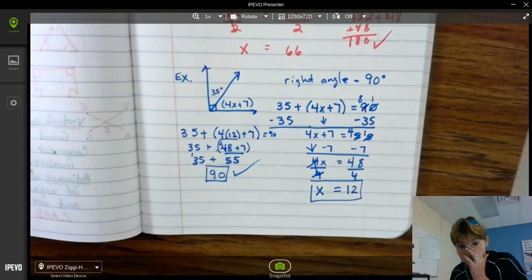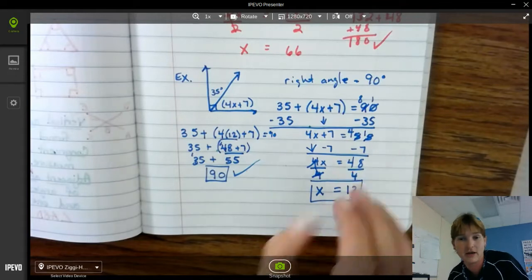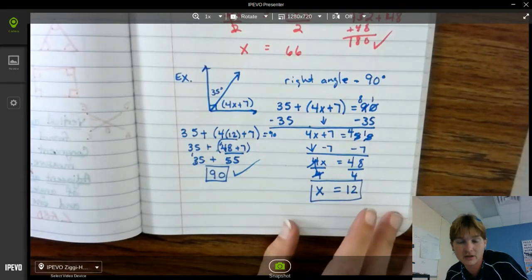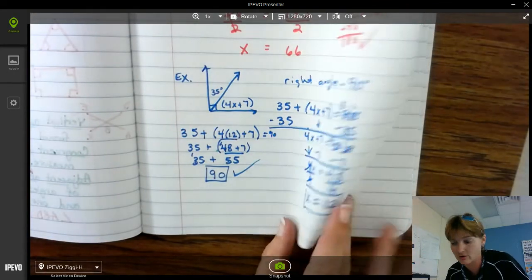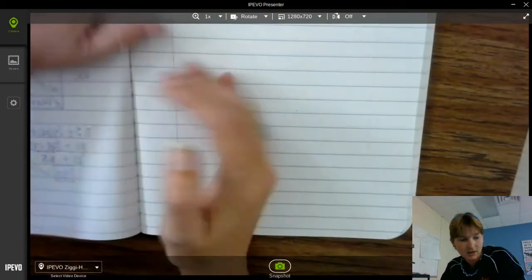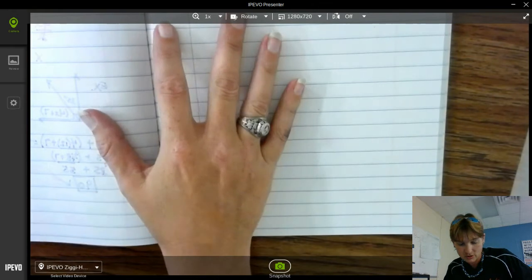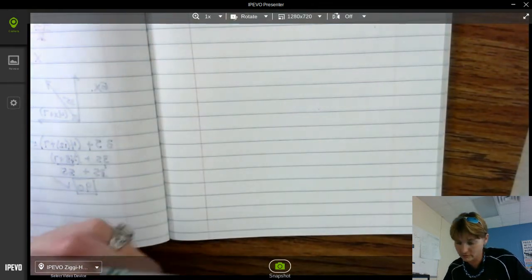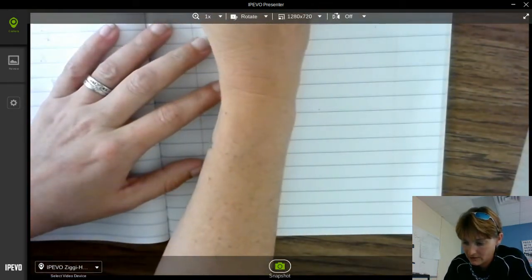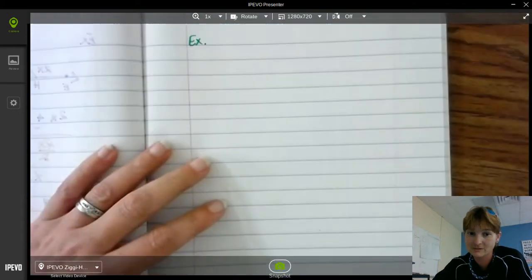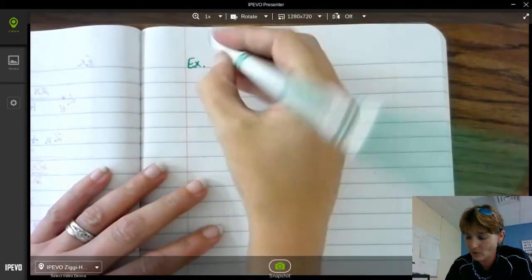All right, so we finished up with our straight angle and 90-degree angle and solving a two-step equation. Let's go ahead and turn the page and look at using our triangle and quadrilaterals. So here is an example, if y'all can see it, our triangle.